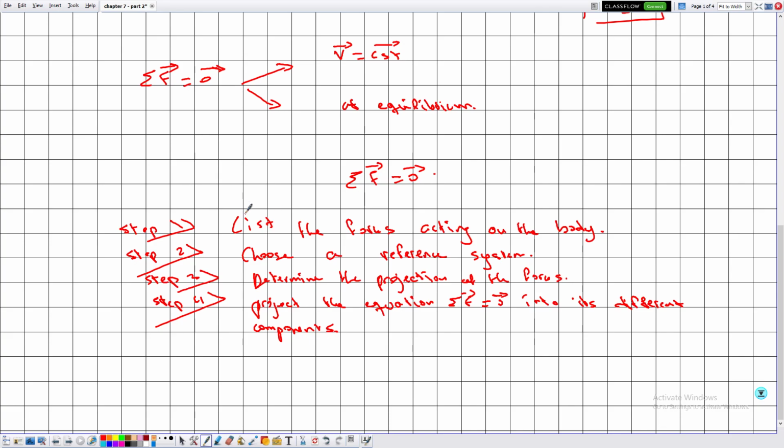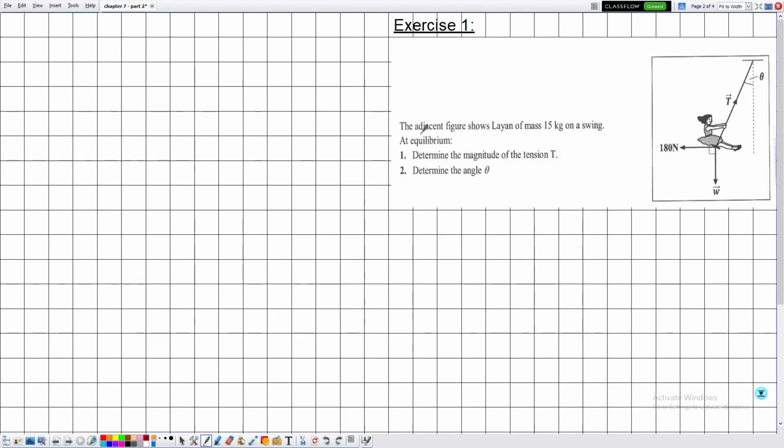When we apply sum of forces equal to 0, or we use Newton's second law, whenever we are interested in determining the magnitude of a force or something related to the force, whether an angle or a magnitude, then we need to apply Newton's second law. Now let's take exercise number 1.